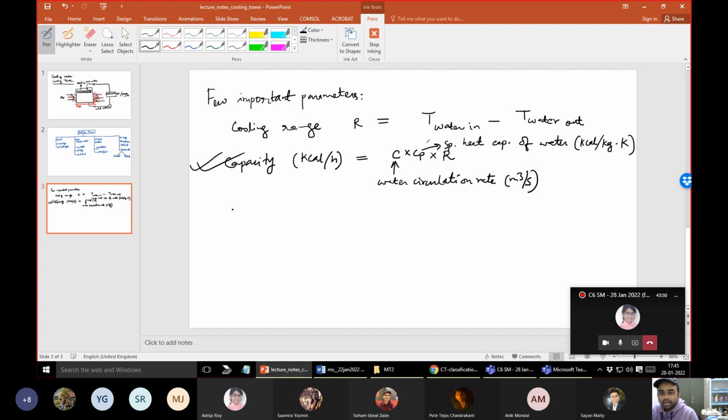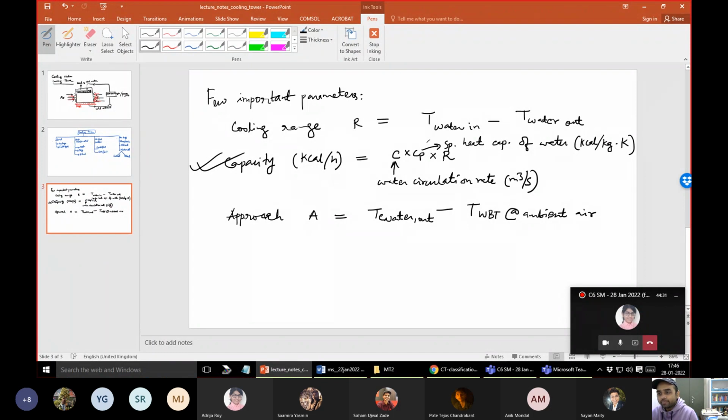a big role. Another important parameter is known as the approach, A. This is given as the outlet of the cooling water, water out temperature, minus the wet bulb temperature of the ambient air. So please note that the water temperature cannot go below the ambient temperature, and there has to be a difference between these two. The more the difference, the better is your heat exchanger, because the cooling tower unit, because we want this approach to be higher.